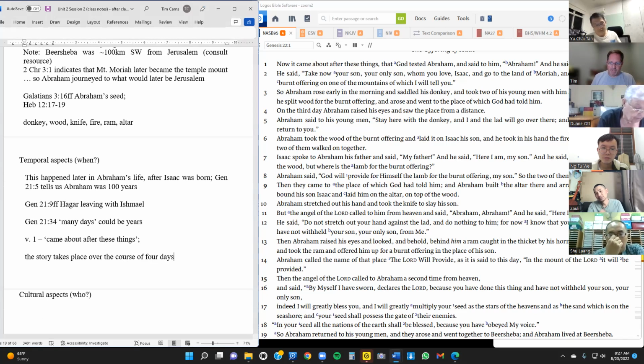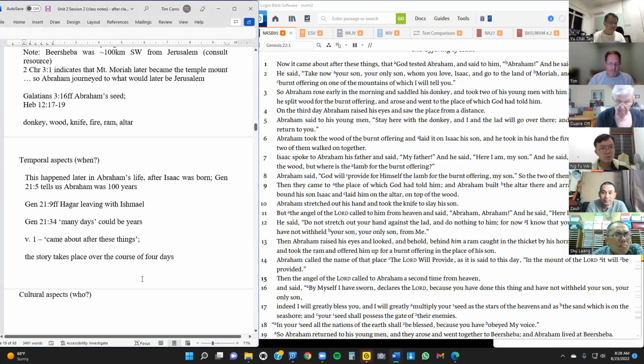Abraham's given the instruction, then the next day he leaves, and it's a 3-day journey to Mount Moriah. So it takes place over the course of 4 days. All right. So that's what we're looking for when we're talking about the time frame. There's a general sense. Sorry, somebody have a comment?